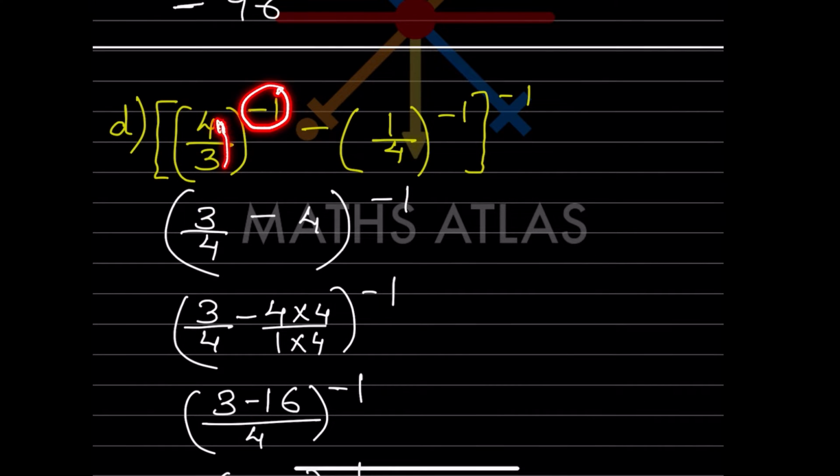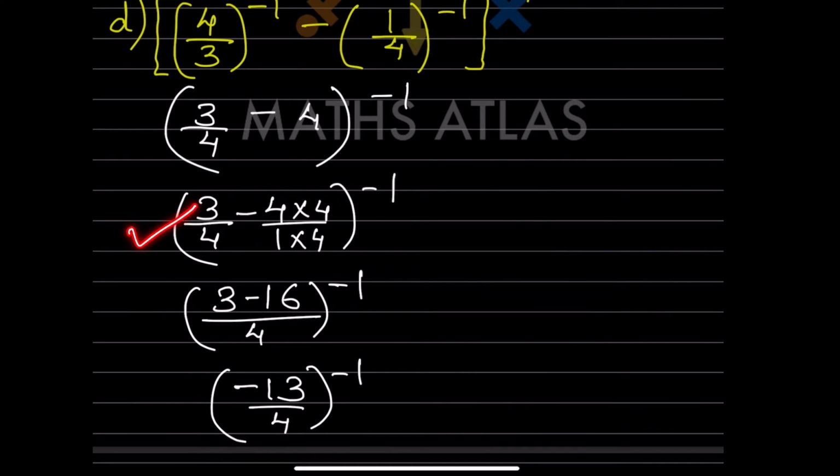Now again this is a negative exponent. So this will get flipped over, that will be 3 by 4. This minus, again this is a negative one, so this is going to get flipped over, that is going to be 4 by 1. Usually we don't write 1. Now let us get the same first. We can see the denominator is 4, so we are going to multiply by 4. This is the step.